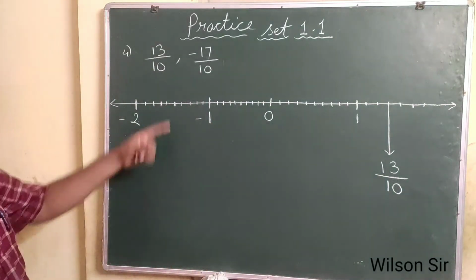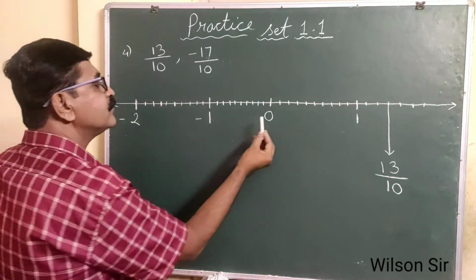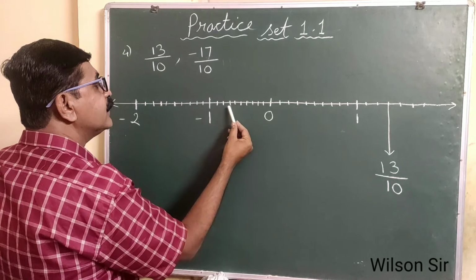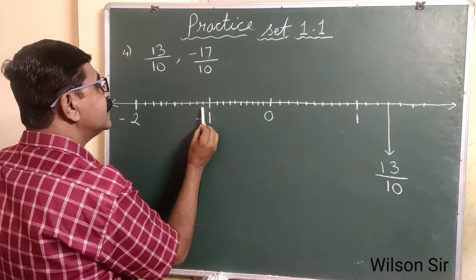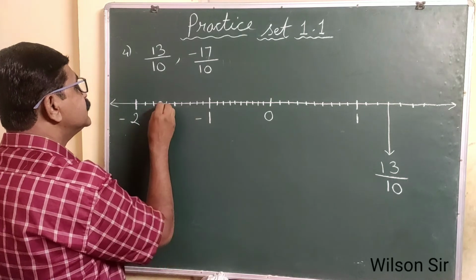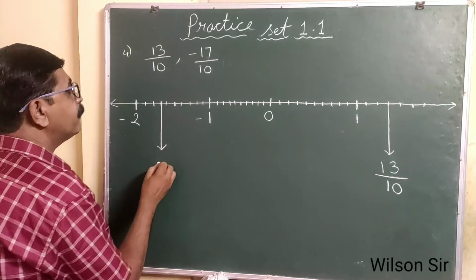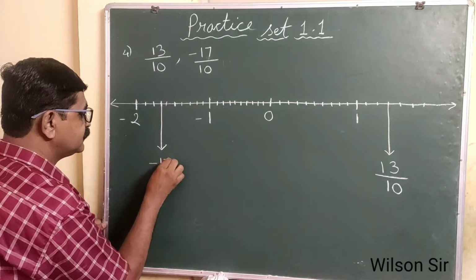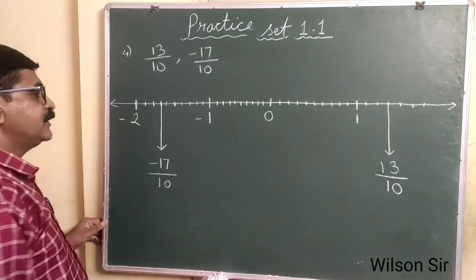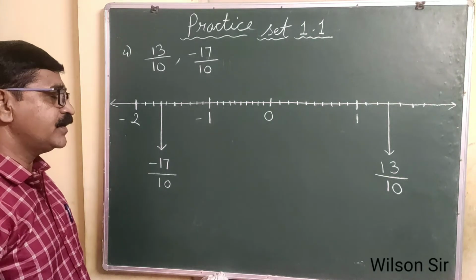The next number is minus 17 upon 10. So from 0 you have to count 17. 1, 2, 3, 4, 5, 6, 7, 8, 9, 10, 11, 12, 13, 14, 15, 16, 17. So here is 17. So it will become minus 17 upon 10. So in this way we have solved the 4 problems of problem set 1.1.